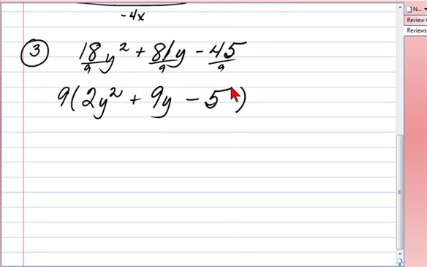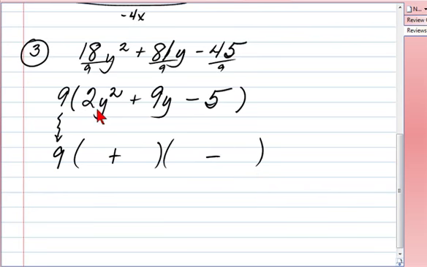I still have numbers that aren't ones, but they're not too bad. Now, please don't lose the 9. It is a factor. If you don't write it down, then you've lost part of the answer. Okay, parentheses. Tell me about the signs. One of each. When the last sign is negative, you always get one of each.